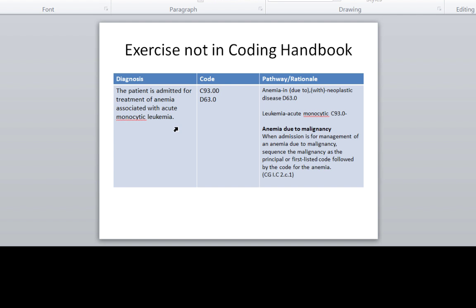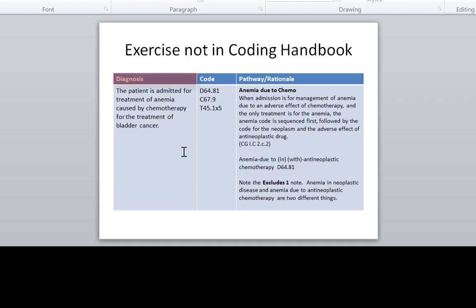Next exercise, not in the coding handbook, the patient is admitted for treatment of anemia associated with an acute monocytic leukemia. This is one that we've already done in our chapter 29, but I just wanted to give you another reminder that when anemia is due to malignancy, and the focus of this treatment is for the management of the anemia due to the malignancy, according to our guideline, we would code the malignancy first and the anemia next.